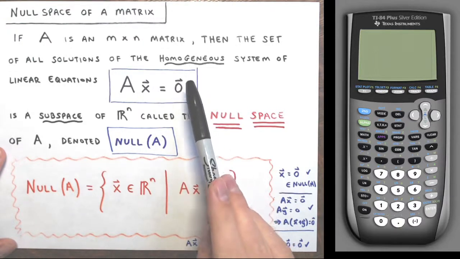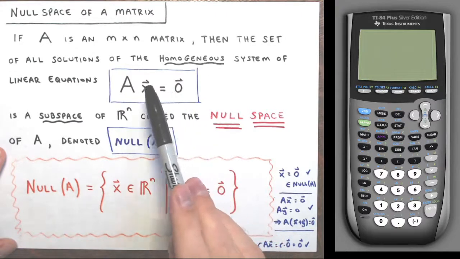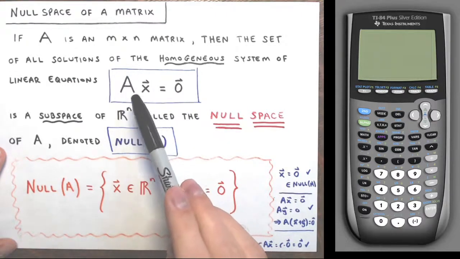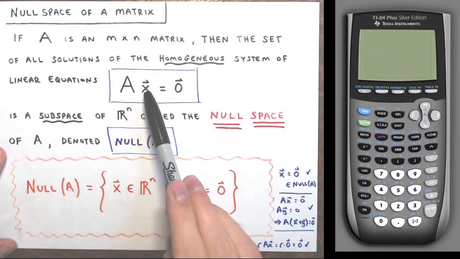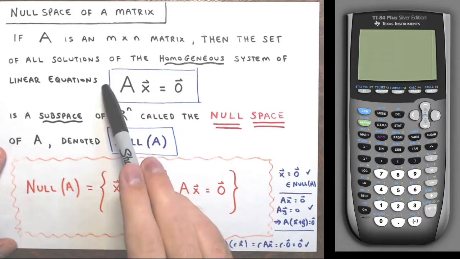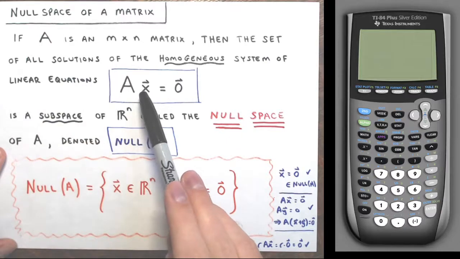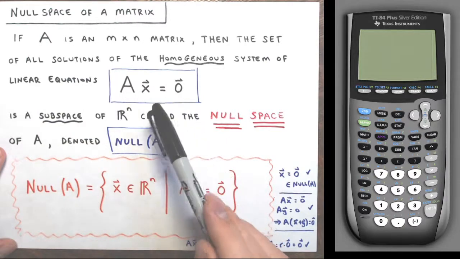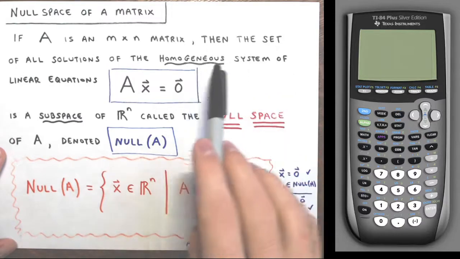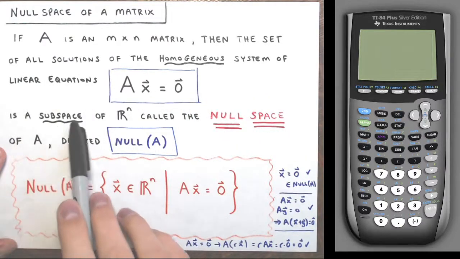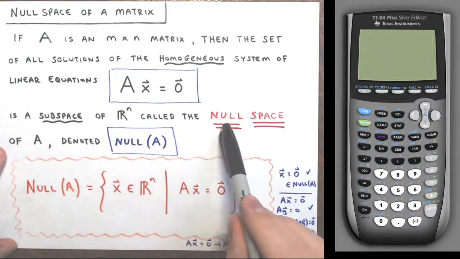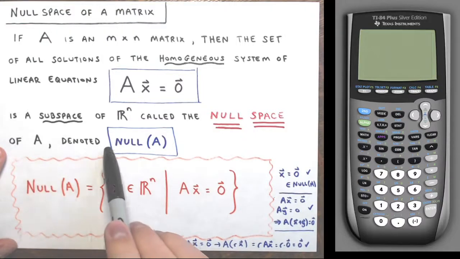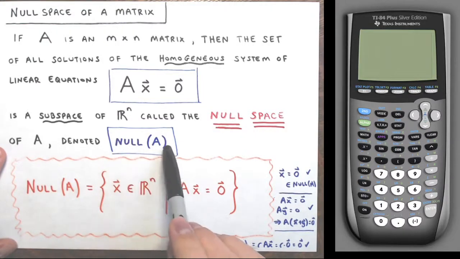Remember, this was called a homogeneous system, where you had all your equations with variable terms on one side and zeros all on the other side. So the solutions are these vectors x. When I talk about all the solutions, I'm talking about vectors I can replace x with to make this a true statement. And the set of all these solutions is a subspace of Rn, called the null space of A, denoted null of A.